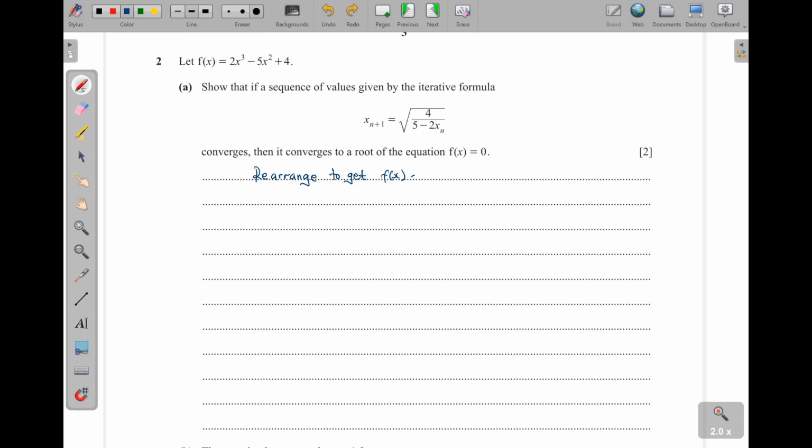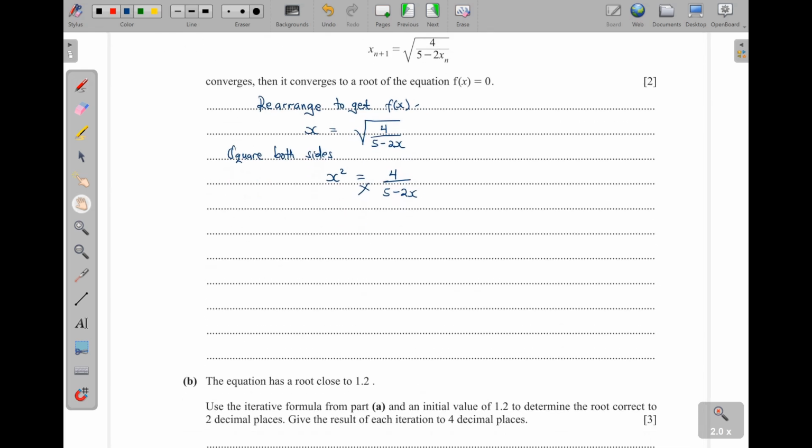So you drop the n's in here, because here the x's don't have the n's. So I'll have x equal to the square root of 4 over 5 minus 2x. Now we can square both sides. That means here I will have x squared equal to 4 over 5 minus 2x.